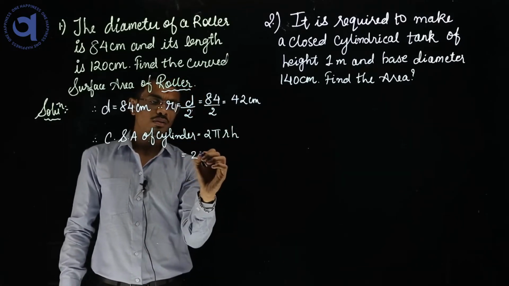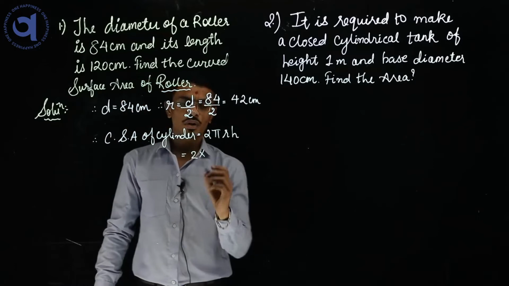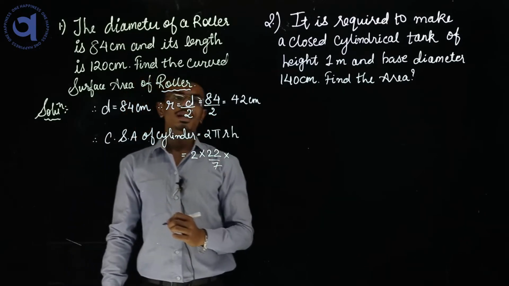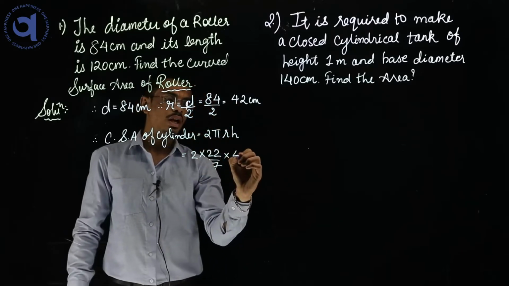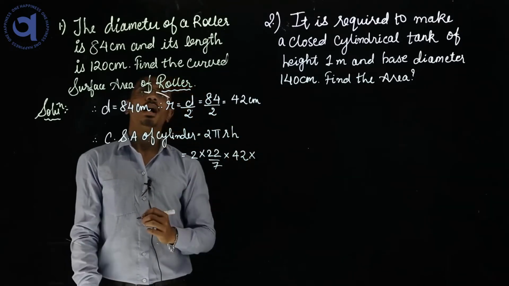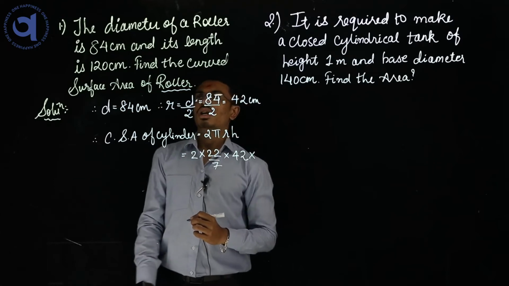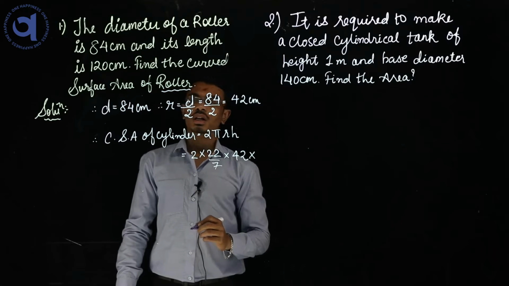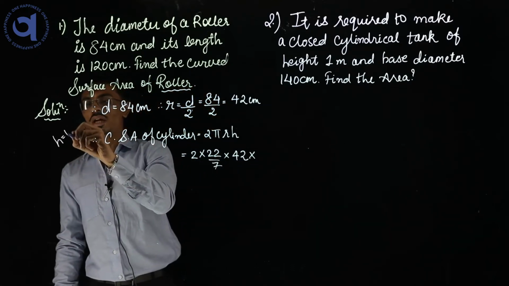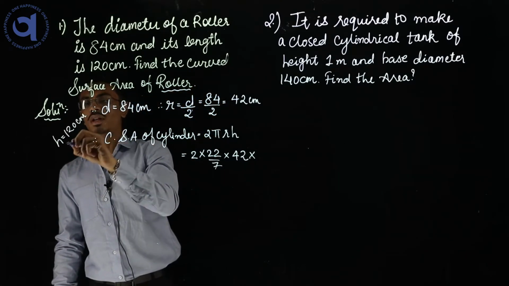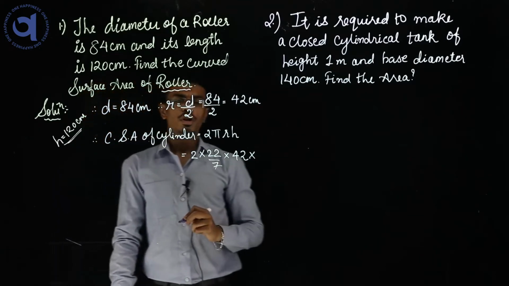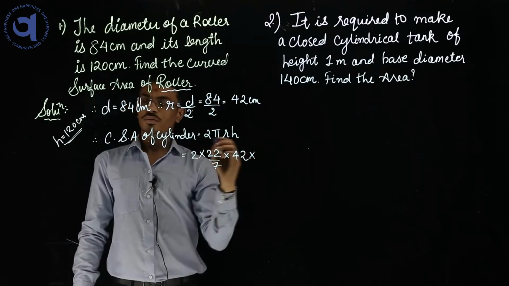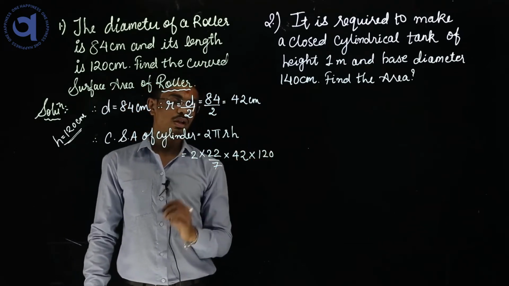So 2 as it is, in place of pi we have to take 22 upon 7 multiplied by radius, and here radius is given as 42 multiplied by height. What is height? See in the question, its length is given as 120 centimeter. So in place of height we have to take 120 centimeter. Length will be converted into the height in the shape of a cylinder. So in place of h, 120 is given.